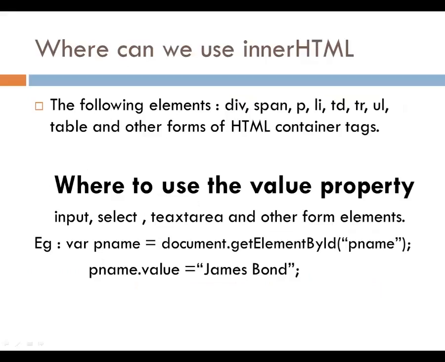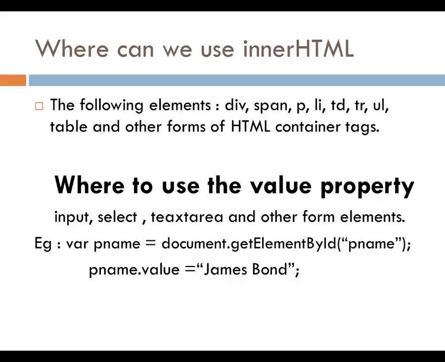So where can we use the innerHTML and where can we use the value property? Use the innerHTML property on elements such as the div, the span, the paragraph tag, or the list, or the table data, or the table row, or the unordered or ordered list, the table tag, and other forms of HTML container tags. Okay, so when you think about those tags which can be classified as containers, you can simply use the innerHTML to actually set or get the content.